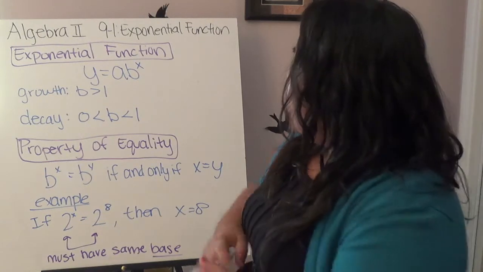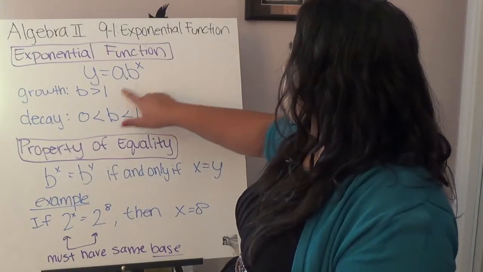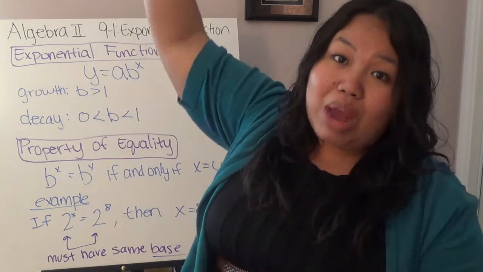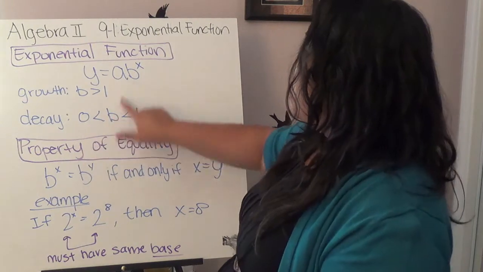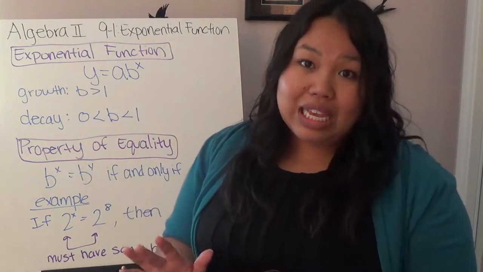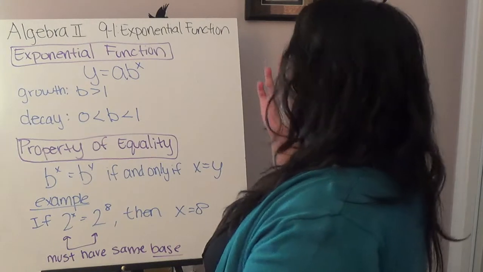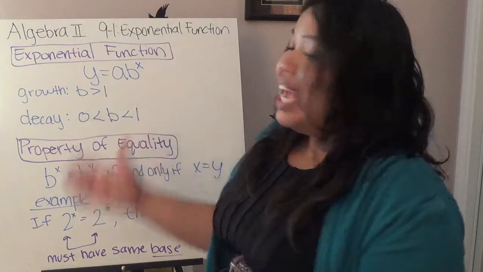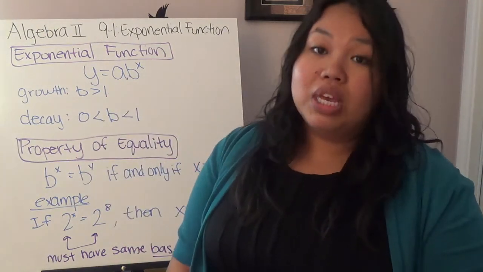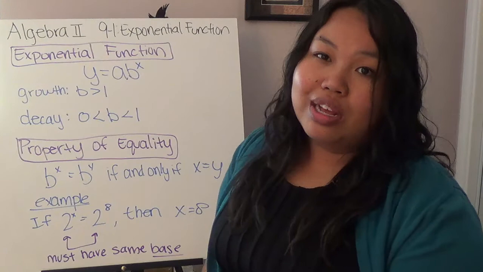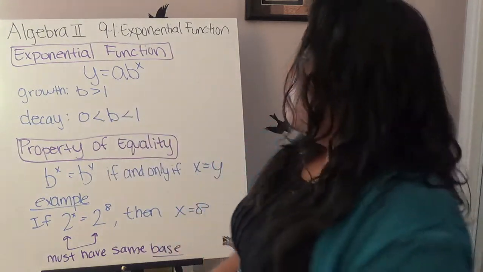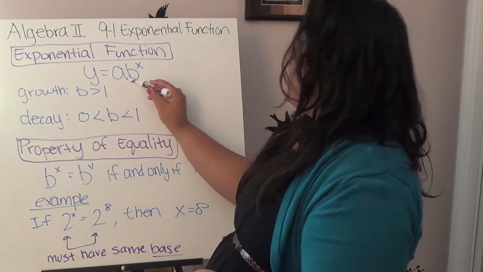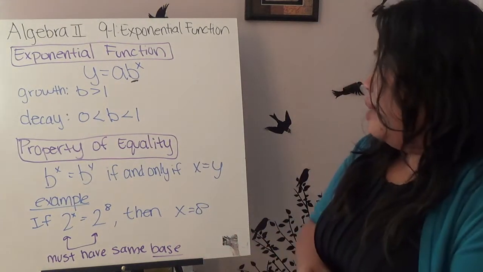Basically, if b, this number, is bigger than 1, a whole number, then I have growth, which means it's going to increase rapidly. If that number is between 0 and 1, so not a negative, but a decimal or a fraction, then it's going to be decay. That means it's slowly decreasing and then an incredible amount of decrease. So growth and decay are all based on this number right here. Not the exponent, but this number tells us whether it's growth or decay.